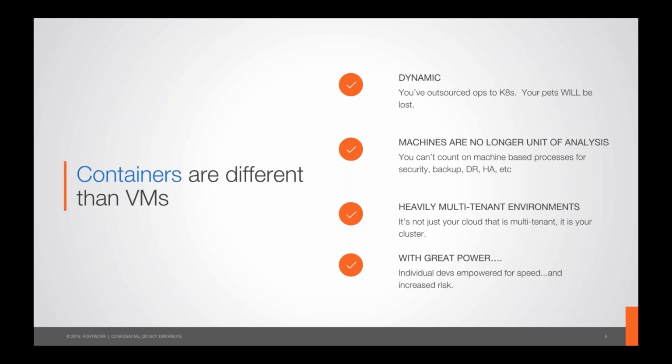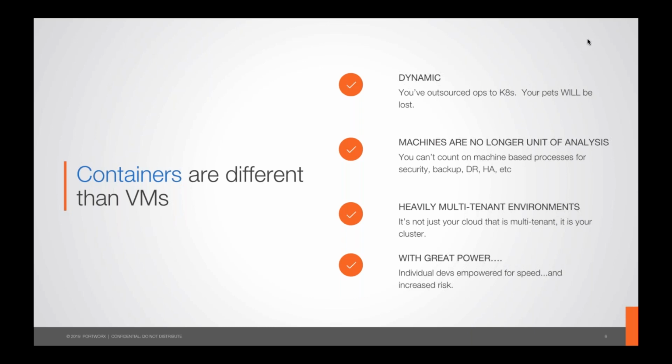experience downtime, right? The point being, containers are dynamic. You've outsourced your ops. If you have pets, they're going to be lost. That's just a fact. The reason they're going to be lost is because machines in a container environment, individual hosts, are no longer the proper unit of analysis. You can't count on processes that are based on machines to do things like data security, backup, DR, high availability, provisioning. They just simply don't work. I mean, Gartner has some insights into this that I'm going to share in the next slide around some particular ways in which machines kind of fall down in this model.